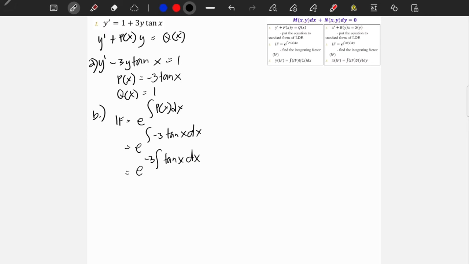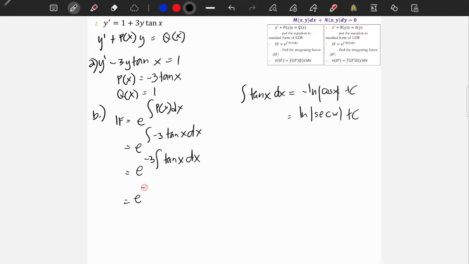There are two formulas for the integral of tangent x, right? One is, if we integrate tangent x dx, the result is negative ln cosine x plus c. The other one is positive ln secant x plus c. We will choose the answer that will make the solution positive. So if we multiply negative 3 to negative ln cosine x, the result is positive. So we will choose negative ln cosine x.